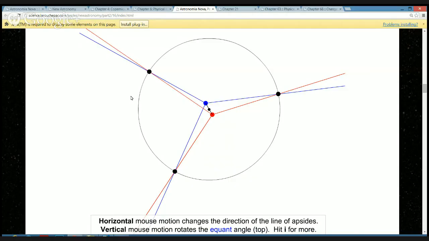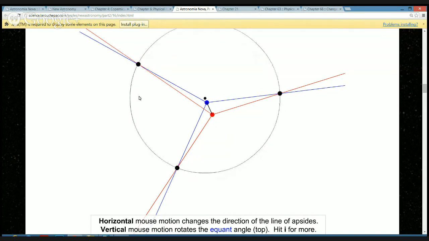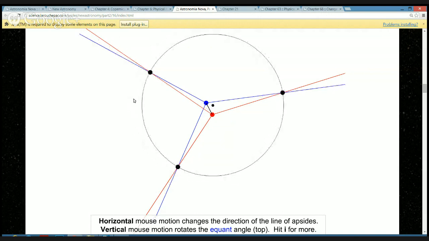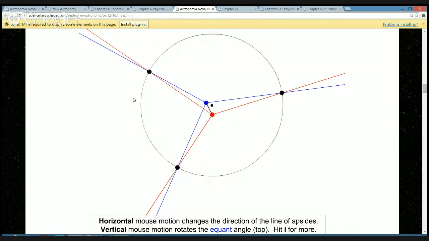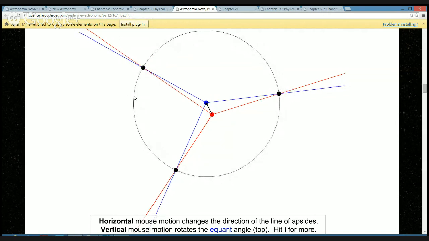So when he's doing this problem, he can't just use 3 points. Because if you've got 3 points, there's a lot of ways you can orient these things so that the center lies somewhere between the sun and the equant. Look, there's another way it could have been. It could have been up here. It could have been over here. There's a lot of possible answers.